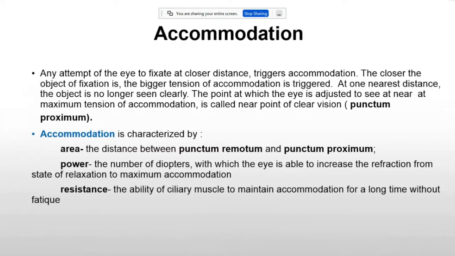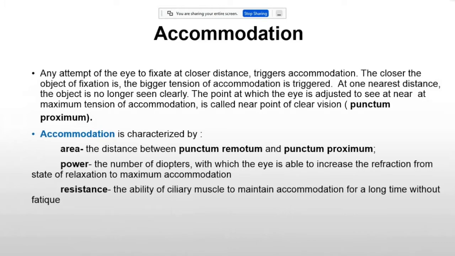Any attempt of the eye to fixate at a closer distance triggers accommodation. The closer the object, the bigger the tension of accommodation. At one nearest distance, the object is no longer seen clearly, and it becomes blurred and doubled. The point at which the eye is adjusted to see near at maximum tension of accommodation is called the near point of clear vision, punctum proximum.